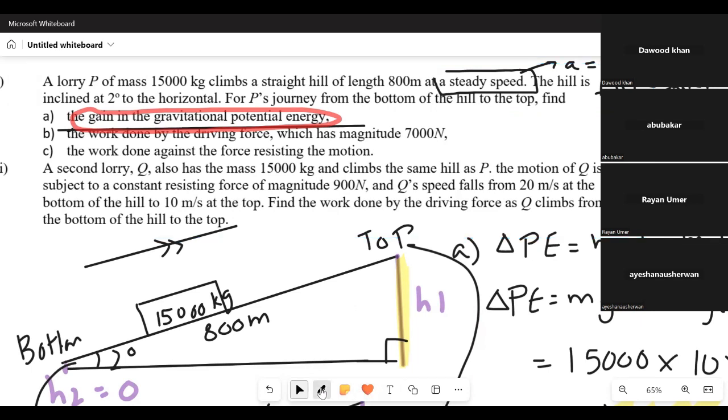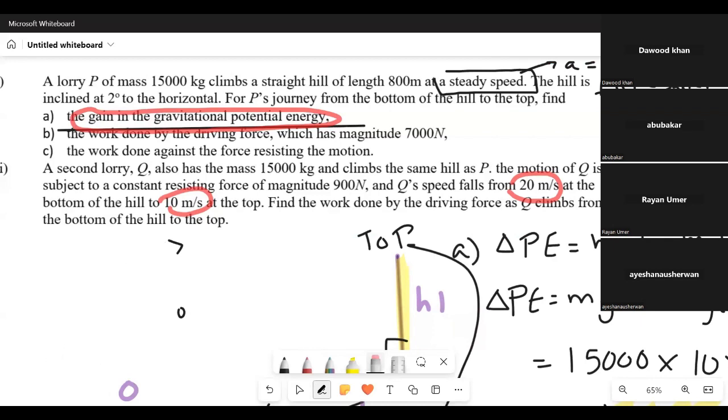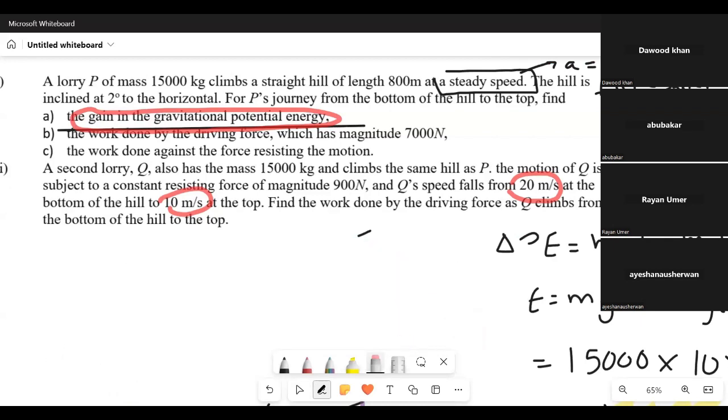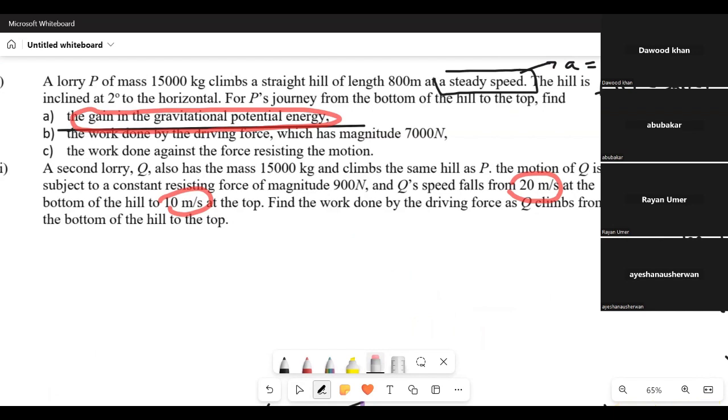तो अब हमें पता चल गया कि काइनेटिक एनर्जी का कोई लॉस है क्योंकि इनिशियली स्पीड ज्यादा है बॉटम पे और हाइट पे स्पीड कम हो गई है. सो इसको काइनेटिक एनर्जी के लॉस में यूज करेंगे. Find the work done by the driving force as Q climbs from the bottom of the hill to the top. ओके, वर्क डन बाय ड्राइविंग फोर्स बोला है तो हम वही अपना फॉर्मूला यूज करते हैं. वर्क डन बाय ड्राइविंग फोर्स प्लस लॉस इन एनर्जी वाला.